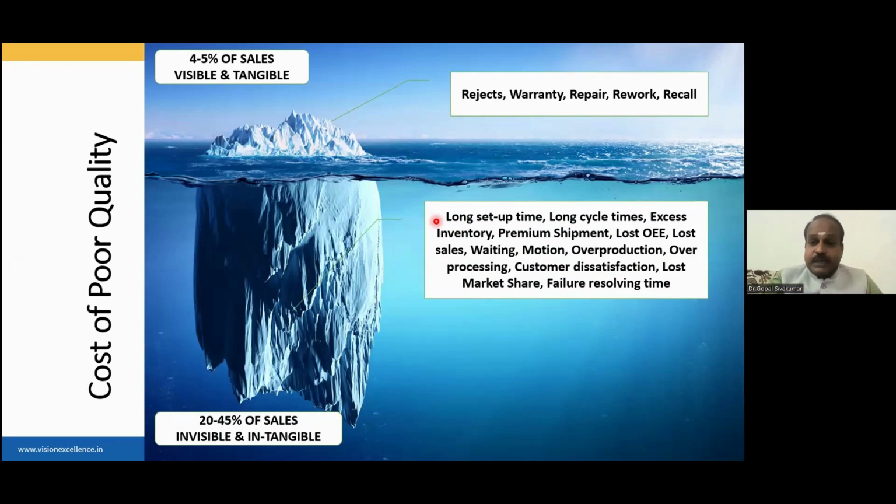Similarly, longer cycle time, excess inventory, premium shipment, lost OEE, lost sales, waiting, motion, overproduction, overprocessing, customer dissatisfaction, lost market share, failure resolving time, and all of them are invisible forms of failures. If you account all these things, visualize all these things, also include the failure in your accounting, you will realize 20 to 45% of your revenue is burned in the form of cost of poor quality.